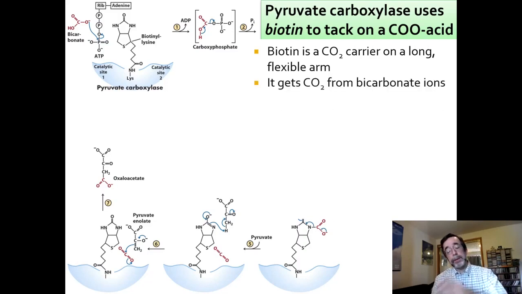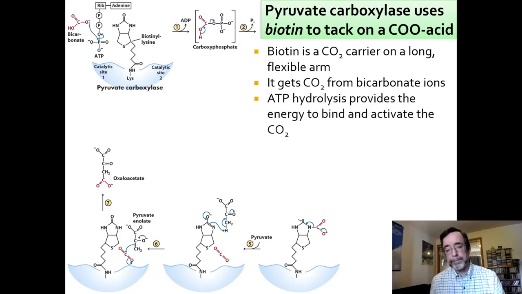You just move it to the place where it needs to be, and it lets go of it, and it makes oxaloacetate. So it gets the CO2 from the bicarbonate, it has one site where it picks up the CO2 with the help of hydrolyzing an ATP. Then it goes over to site 2 where the pyruvate's waiting, and it reacts with the enolate form of the pyruvate to make the oxaloacetate. ATP hydrolysis is essential for this. You're not going to get anywhere because biotin can't react with bicarb by itself. It needs energetic help, and it goes through the carboxyphosphate.